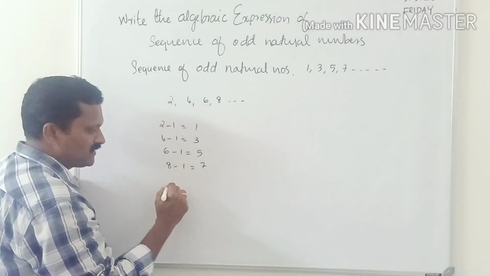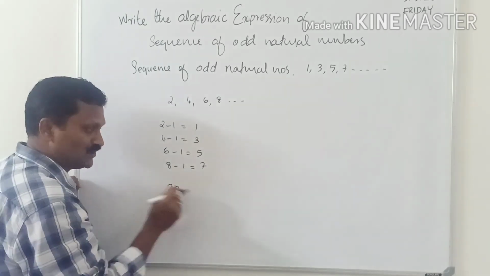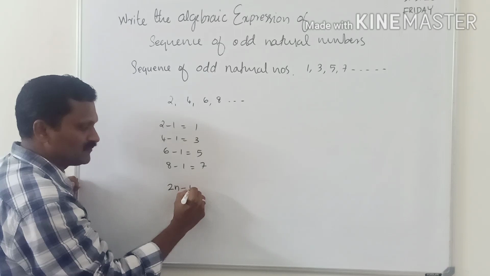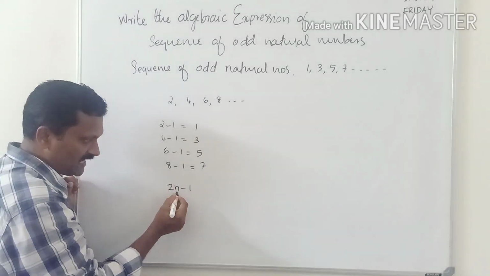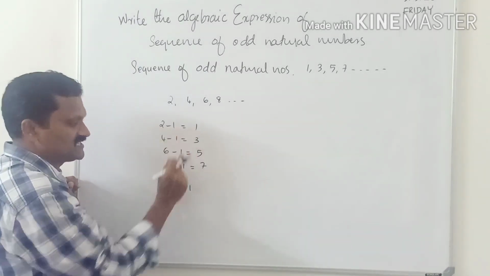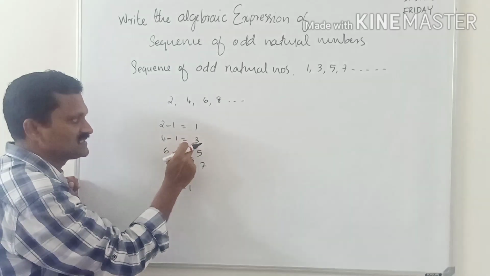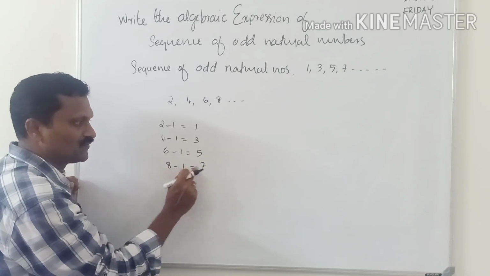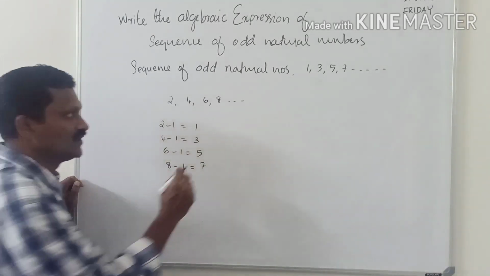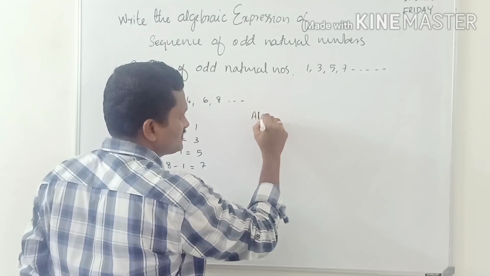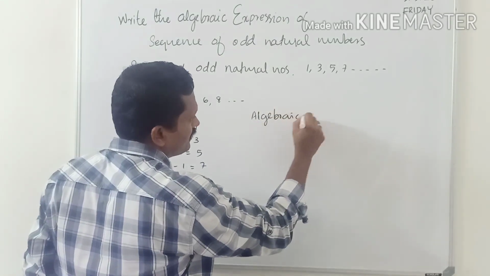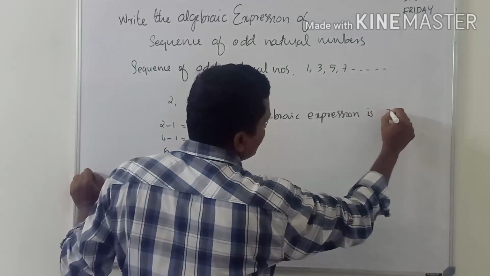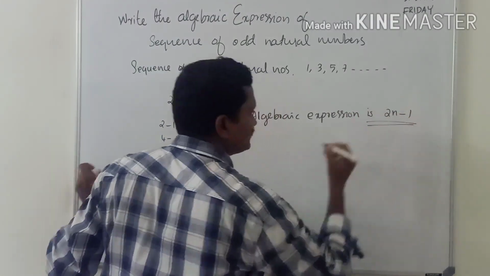Even natural numbers can be written as 2n, 2 into n. Minus 1 means 2n minus 1. If we put n equal to 1, we get the first term. n equal to 2, we get the second term. n equal to 3 gives the third term, n equal to 4 gives the fourth term. So, the algebraic expression is 2n minus 1.